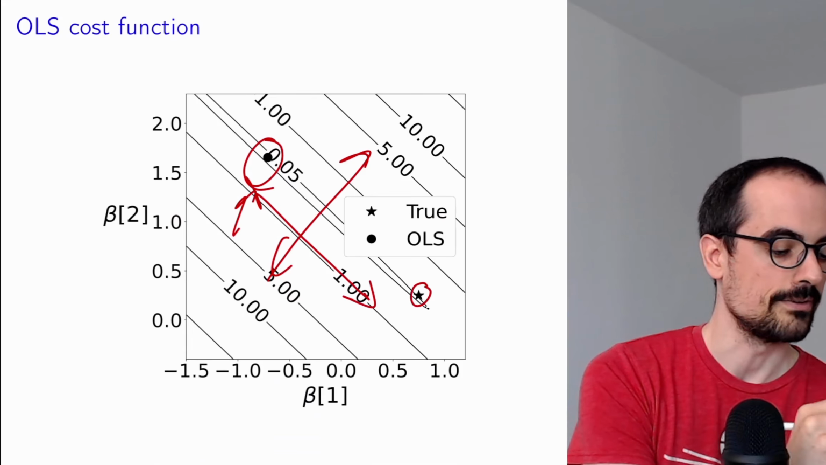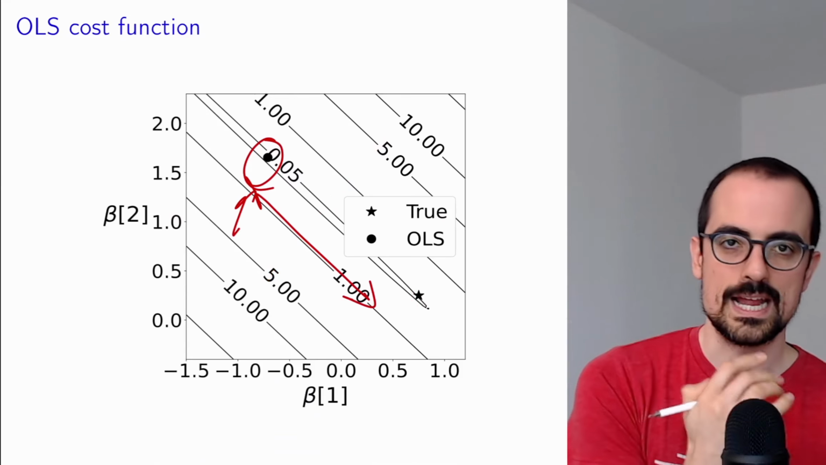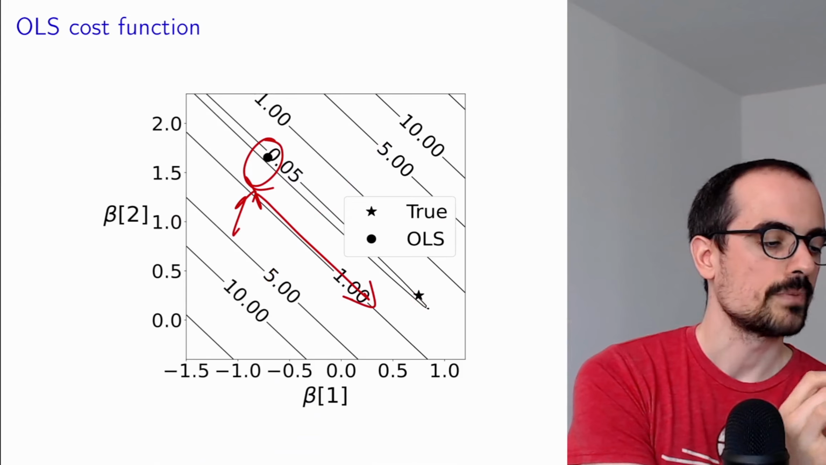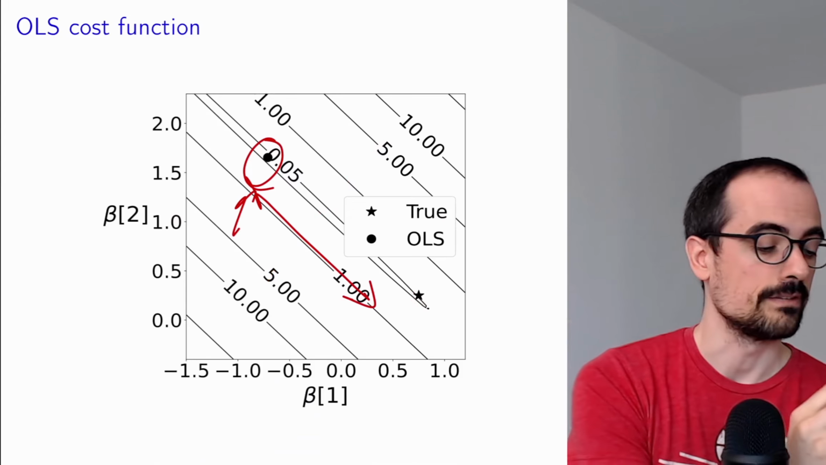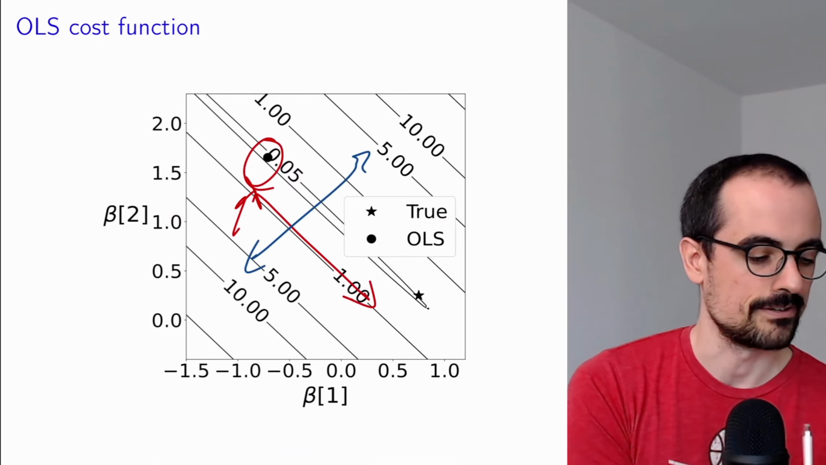In the red direction, maybe I'll change the colors, we're going to have a lot of error because there's not a lot of sample variance of the features in that direction. In this direction, we're going to have much less error.